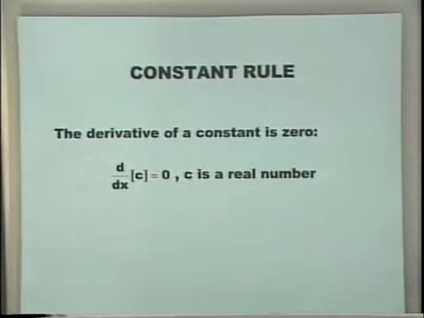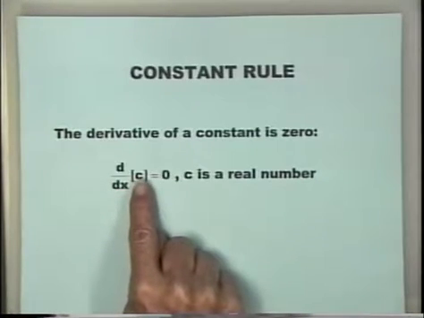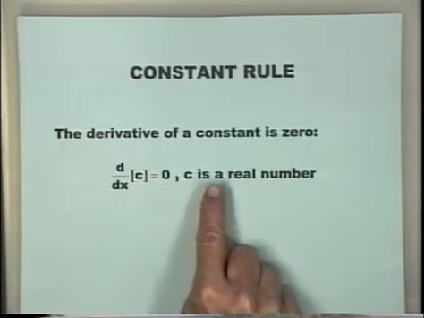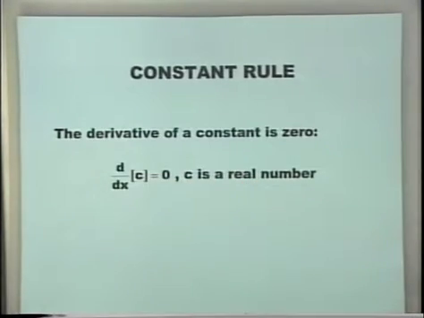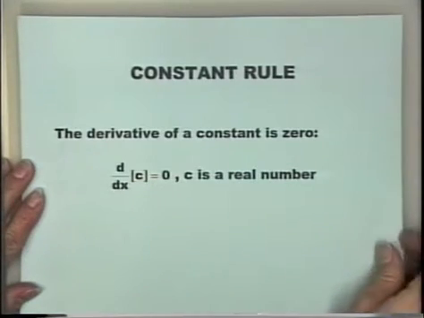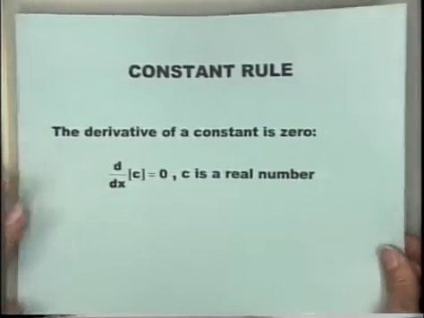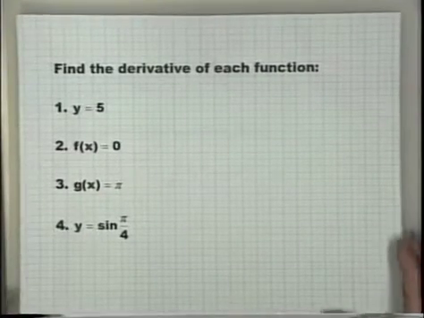Your first rule says that the derivative of a constant is 0. And it's written in this form: the derivative with respect to x of c is equal to 0, where c is a real number. It doesn't matter what real number c is. We're going to apply that rule and talk a little bit about why that should be the rule without actually going through a formal proof, although it can be proven.